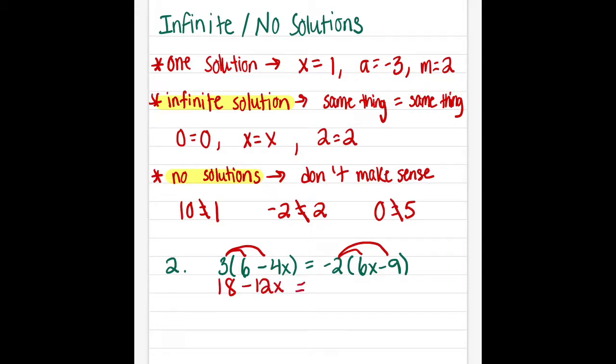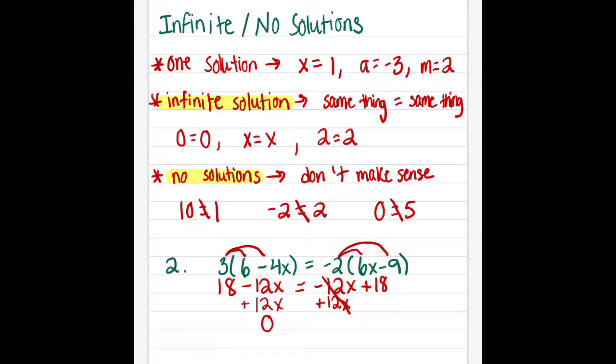Bring down our equal sign, and then negative 2 times 6x, which is negative 12x, and negative 2 times negative 9, which is a positive 18. Now we are going to start moving our variables to the left and our constants to the right. So we are going to move this 12x on the right over to the left by adding, because it's negative. And we get a negative 12x plus 12x, which, negative 12 plus 12, gets us a 0.